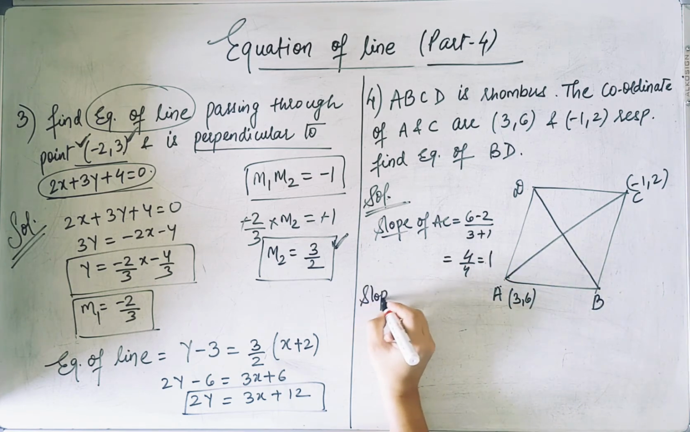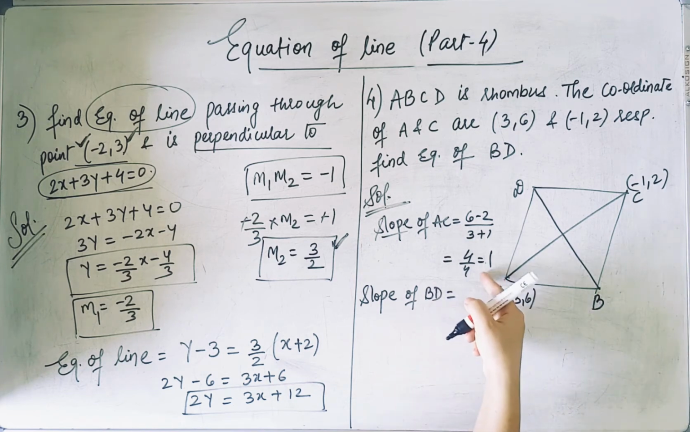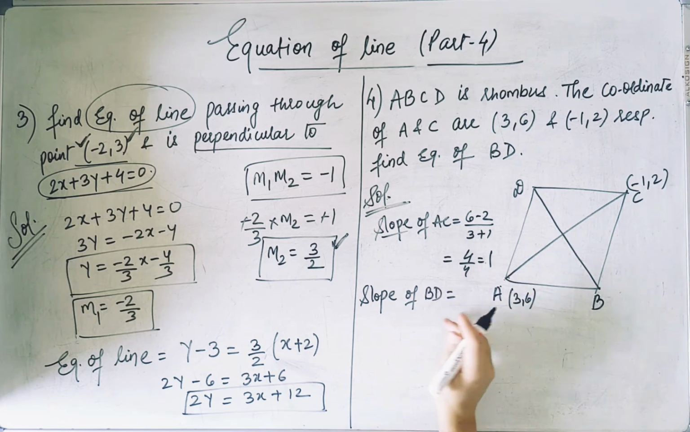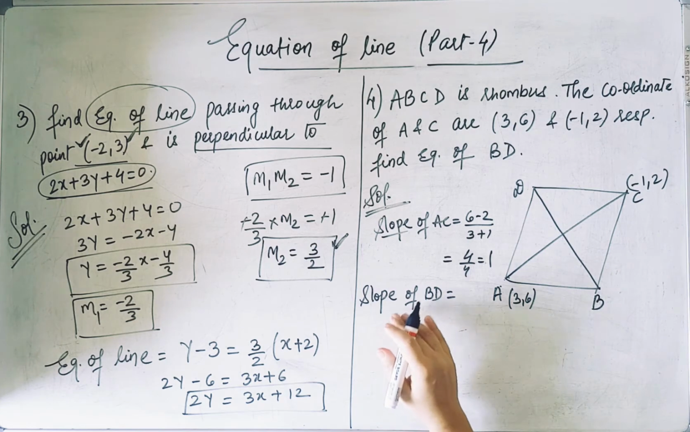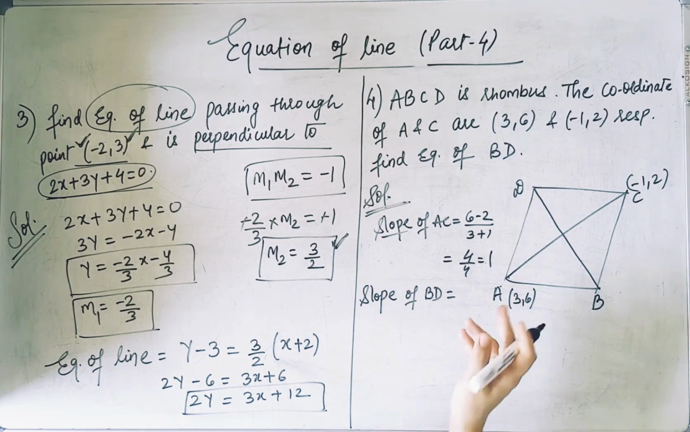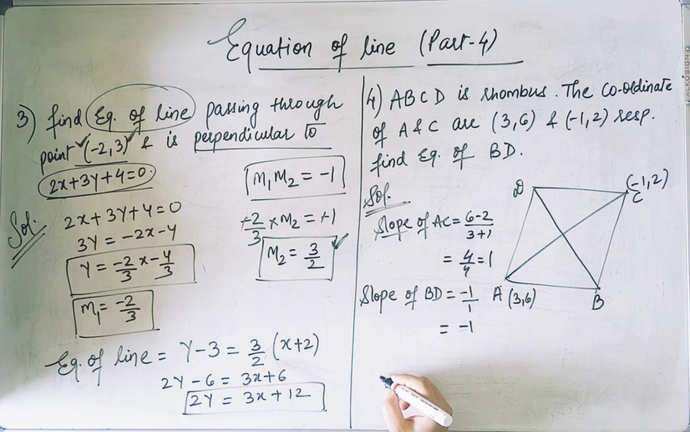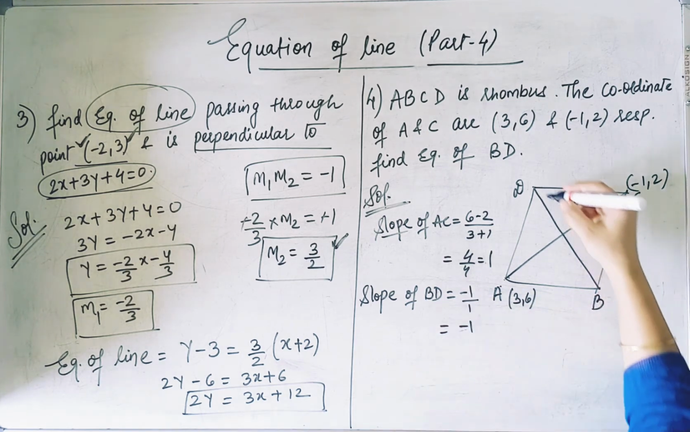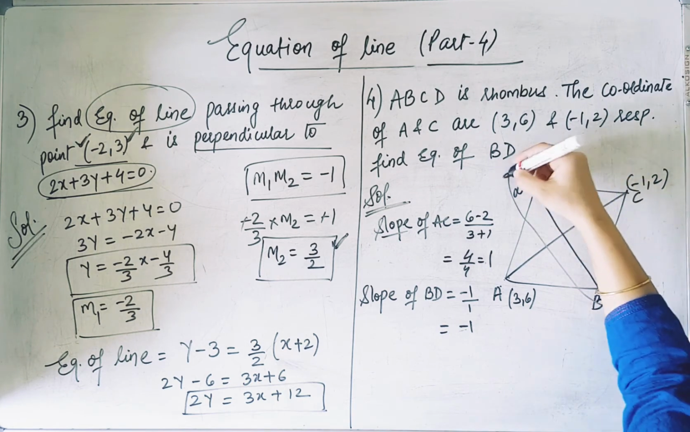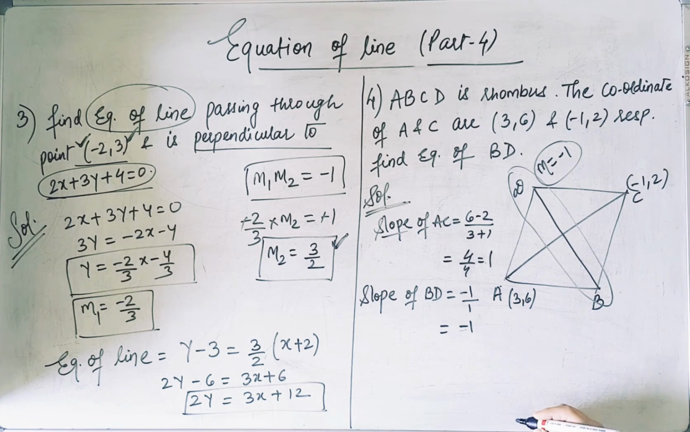Now slope of BD. What will be the slope of BD? It is the reciprocal and negative, because we know m1 into m2 is what? Minus 1. So it will be minus 1 by 1. Thus slope of BD is minus 1. Now what do we know about this line BD? Slope, which is minus 1. Now what do we need? We need a point.